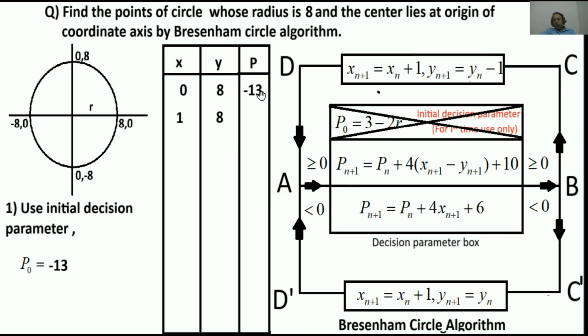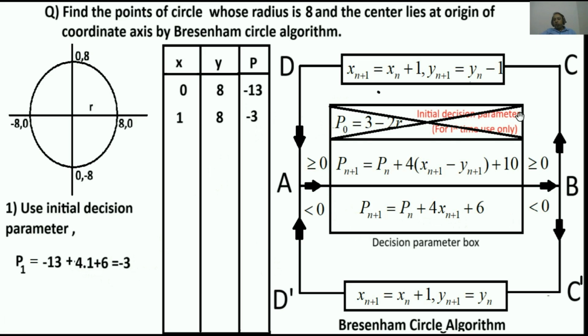The previous decision parameter was minus 13, which is negative. So below line AB, the formula is Pn plus 1 equals Pn plus 4 into (xn plus 1) plus 6. Pn is minus 13 itself, and xn plus 1 is 1. Previously it was 0, now 1. Putting all those in, minus 13 plus 4 into 1 plus 6 gives minus 3.